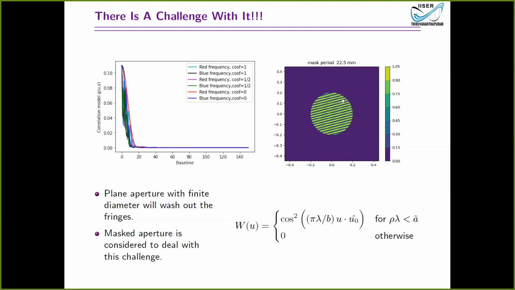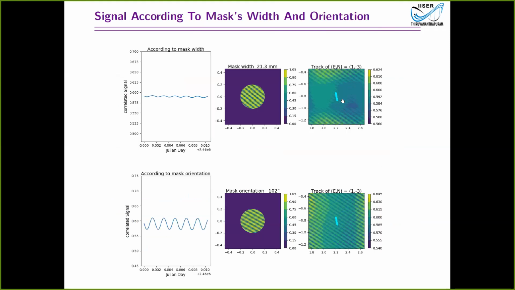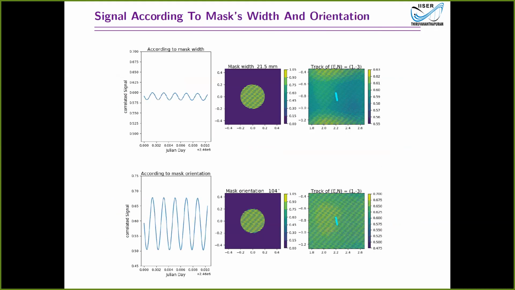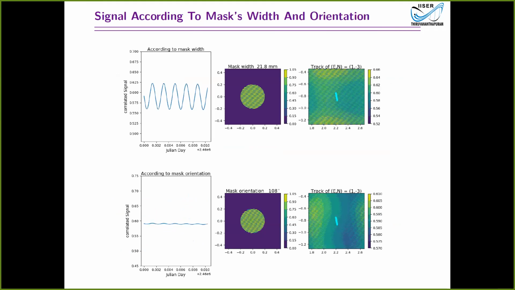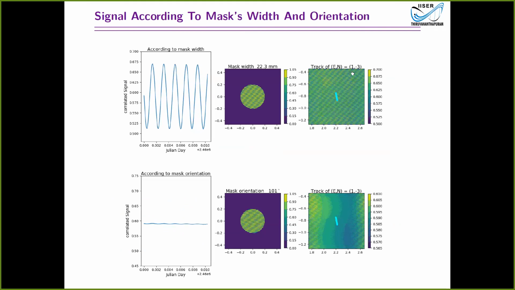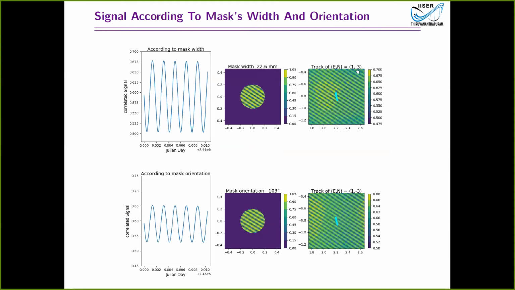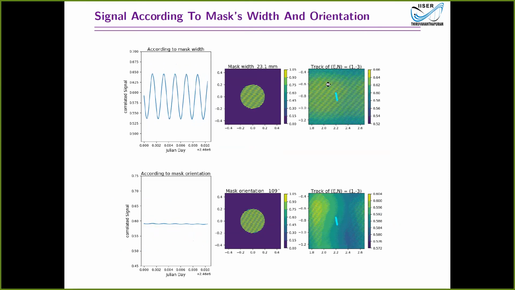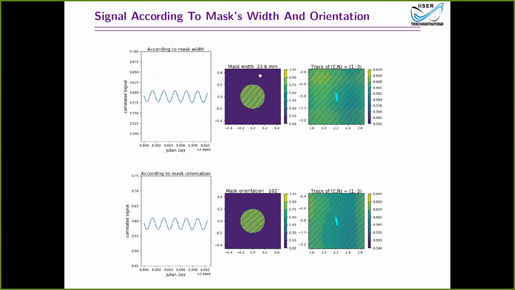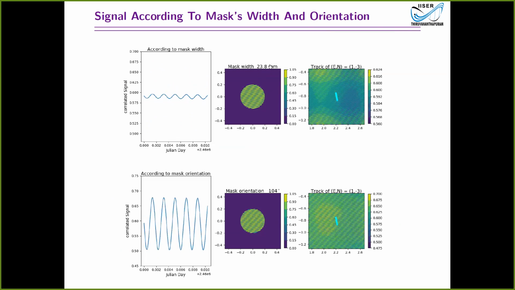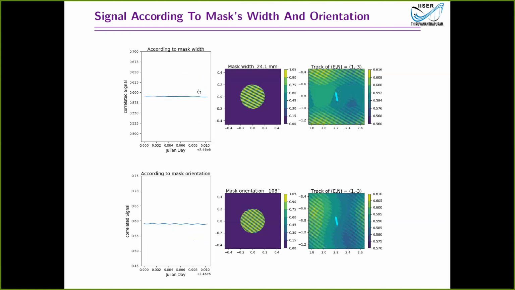So what will be the width and orientation of this aperture? To show the answer to this question, we have simulated a signal for a baseline which is 1 meter east and -3 meters north. We have taken the observation only for 15 minutes, with 1 second of averaging time. Here you can see that as the mask width varies, the signal varies, and for 22.5 millimeter mask width, the signal is higher.